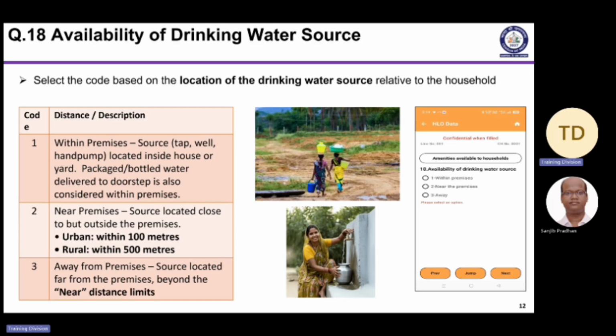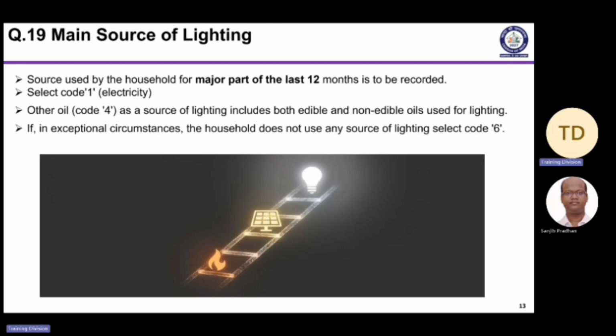Okay, so that means if it is more than 100 meters for an urban area, it will be away from the premises, and if it is more than 500 meters, it will be away for the rural area. Okay, good. All of you know that. I'm just killing your time, I think, and refreshing.